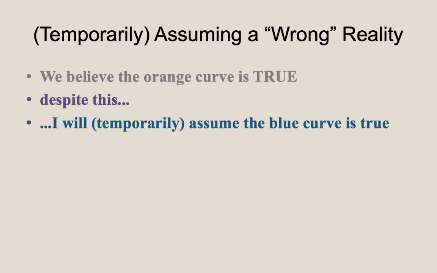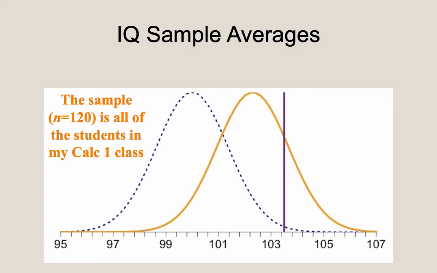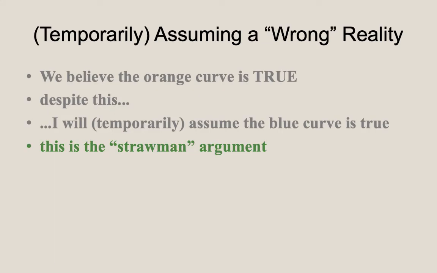But despite this, I am going to assume, at least temporarily, that the blue curve is true. To reiterate, I believe the orange curve is true, not the blue curve, but we will temporarily believe or assume the blue curve to be true. By doing this, my hope is to show that the calculus students have average IQs higher than the general population. This is the information about the general population, the blue curve. I'm going to temporarily believe this is true, even though I actually think the orange curve is a better representation of reality. Again, this is what we refer to as the straw man argument.